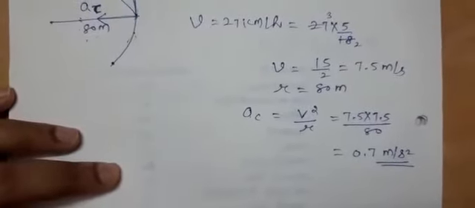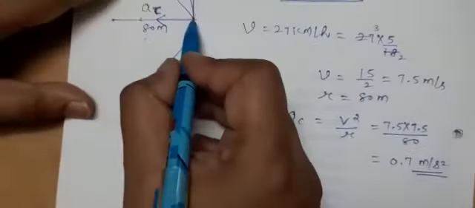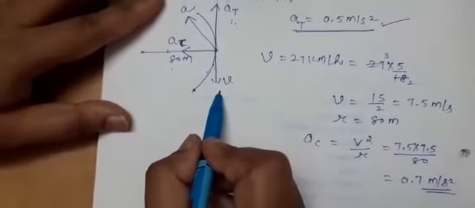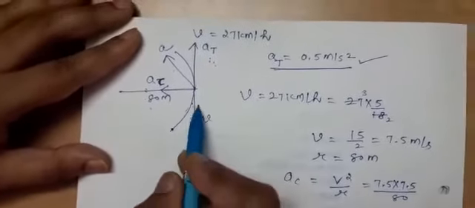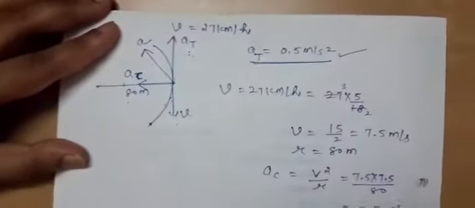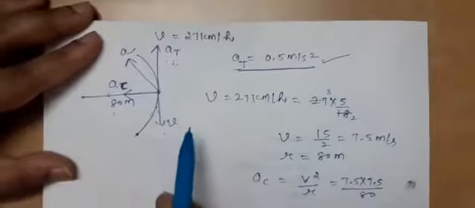Now see here, as brakes are applied, basically the person is moving along this. When brakes are applied, that means speed is reducing, therefore negative acceleration will be there. So we are taking speed along this direction, so acceleration will be in the opposite direction.